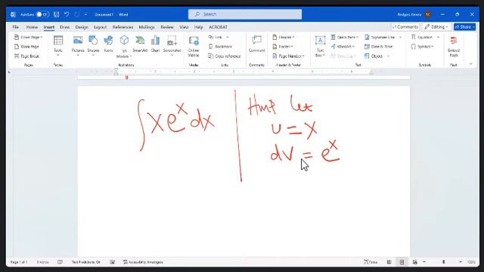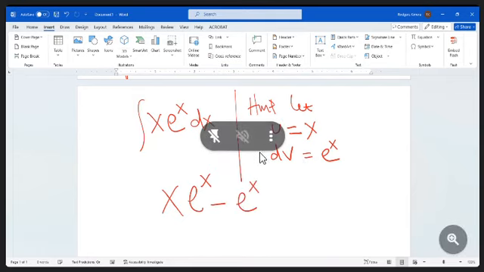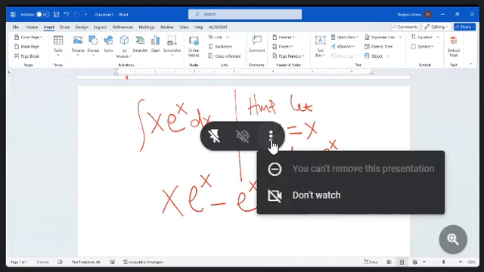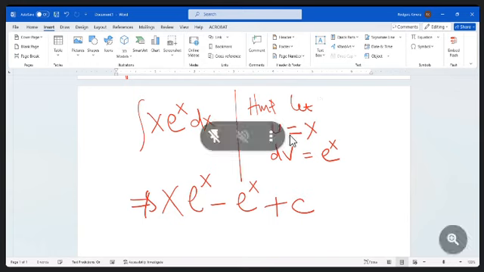Yes, has anyone got the answer? It is xe raised to power x minus e raised to power x plus c. Yeah. Okay. Any different answer? Has someone got the same?